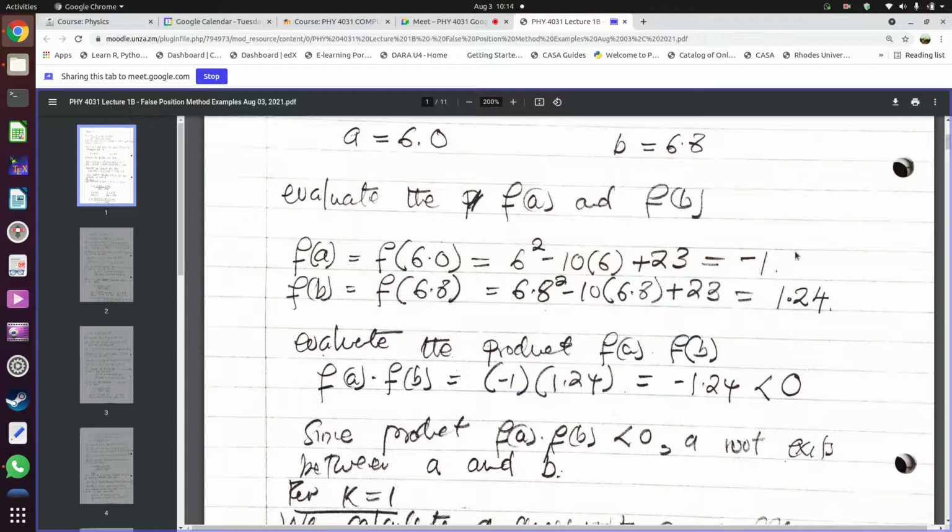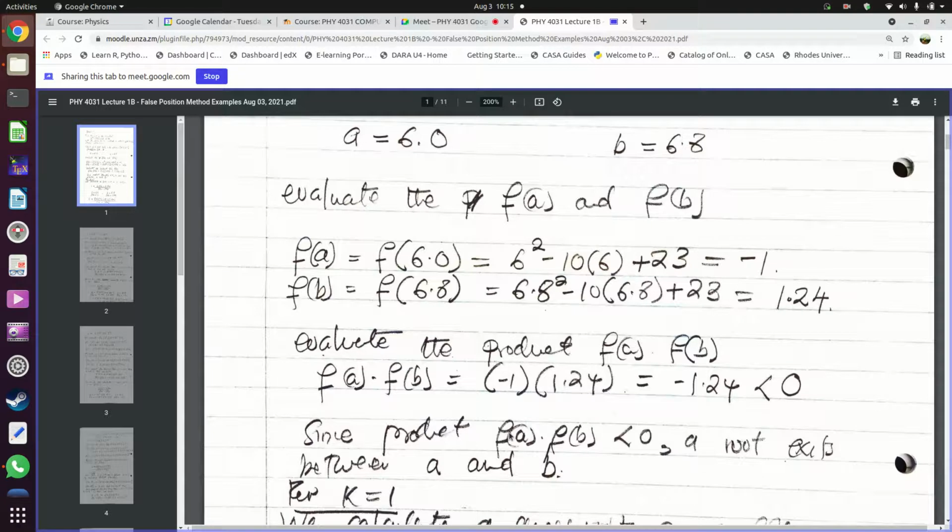Is that clear? If your product of f(A) times f(B) is negative, like in this case, it means your function has crossed the x-axis. Here it was moving from negative to positive, so it has crossed the x-axis between 6.0 and 6.8. If the product is positive, your function has not crossed the x-axis in that interval. So if you work out this product for a bracket and it comes out positive, there is no solution in that interval.